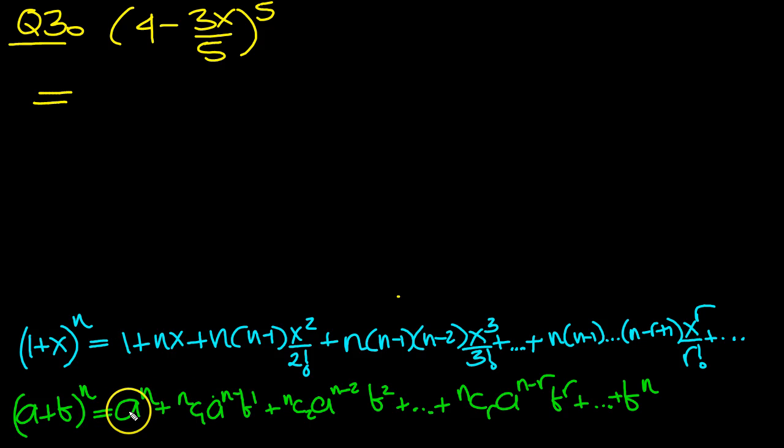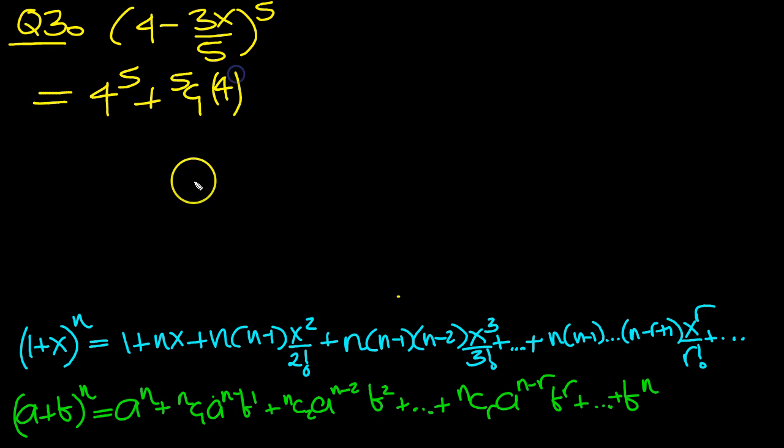Here's the answer then. It's a, the first term, to the power n, which in our case is 5, so it's the first term, the 5. Then we've got plus nC1, which is 5C1, a, the first term, to the power 1 less than n, which is 4. Then the second term, put a little bracket around it because it's more than a single entry. It's minus 3x over 5, and that would then be to the power 1, wouldn't it, here?